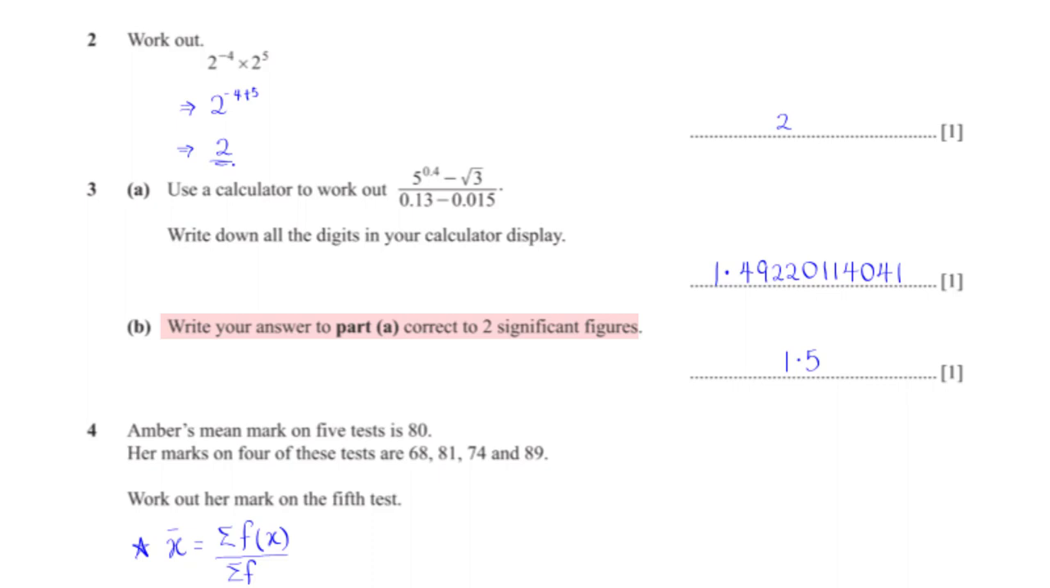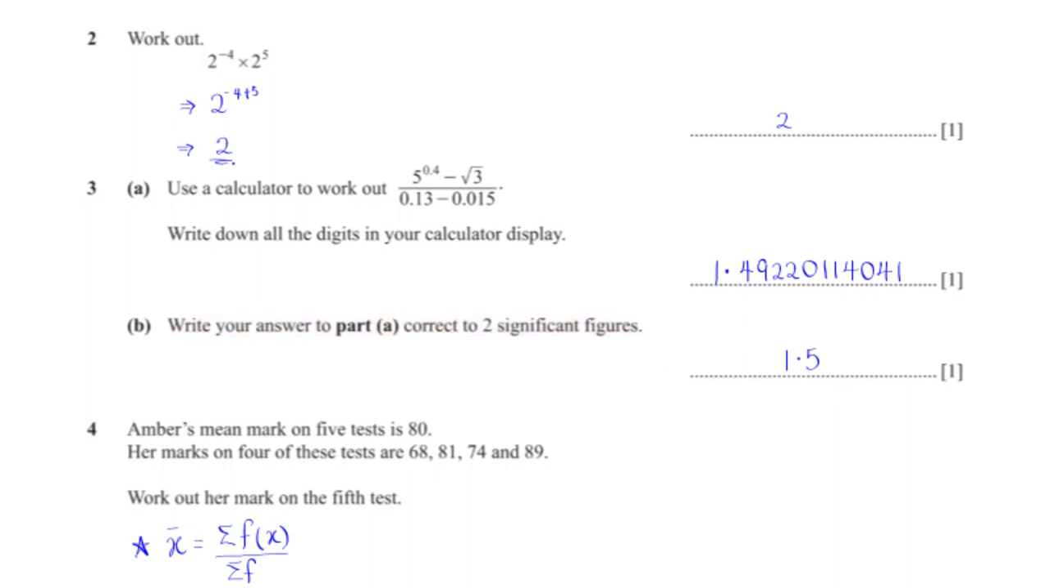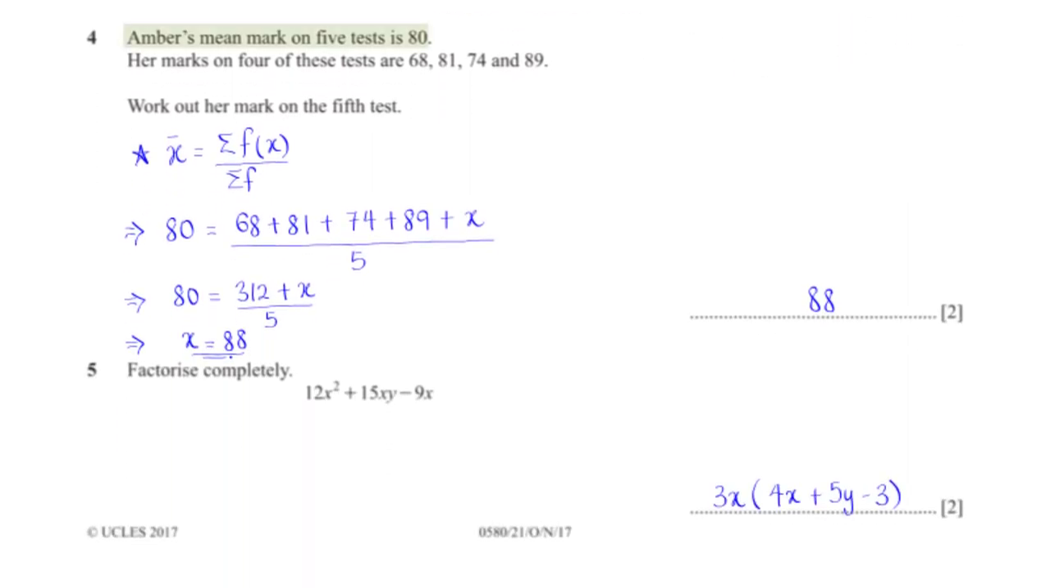The second significant figure is 4. The number after 4 is 9. Since this number is greater than 5, we add 1 to 4 and ignore the rest of the numbers. And so this leaves us with a final answer of 1.5.